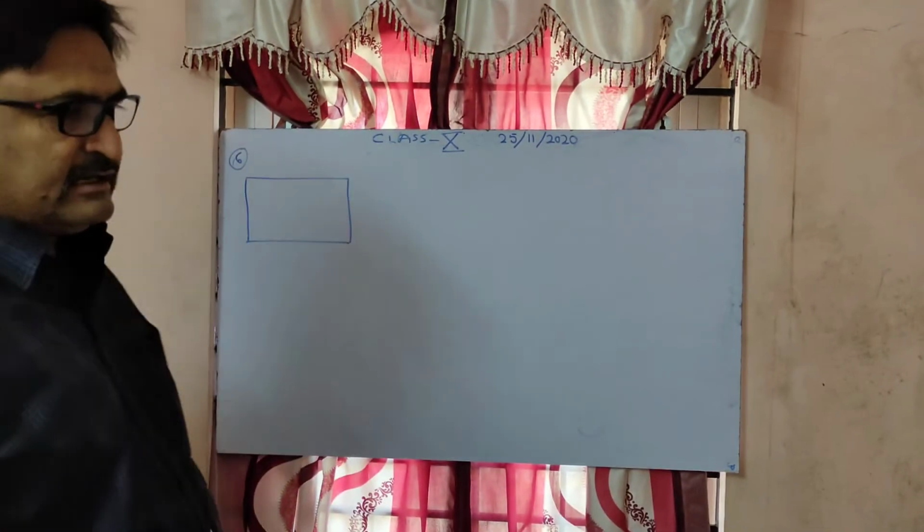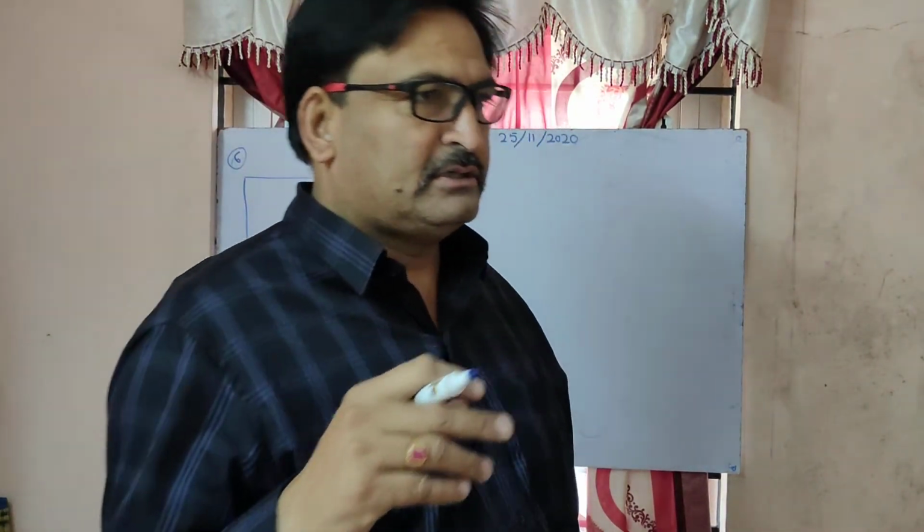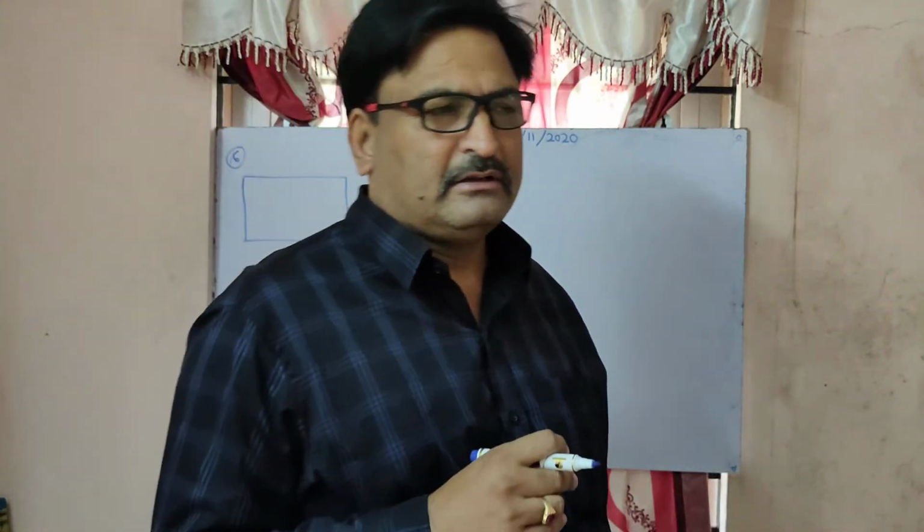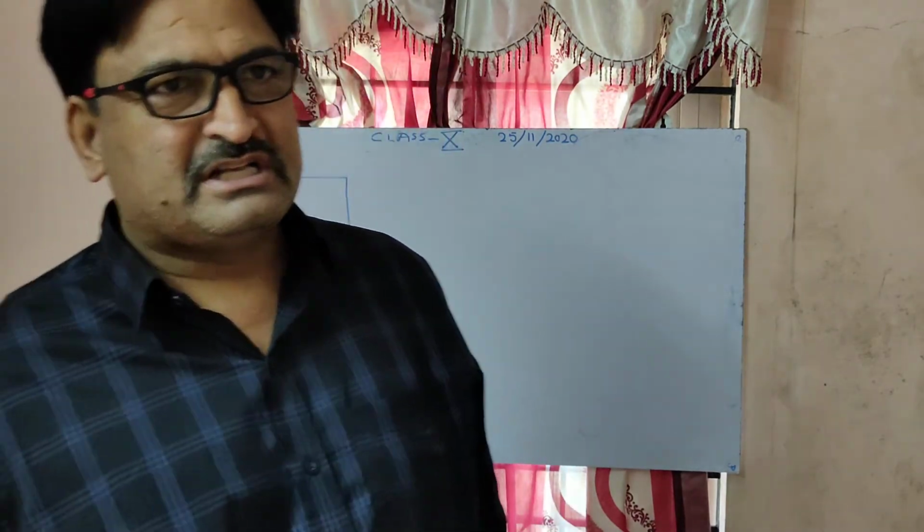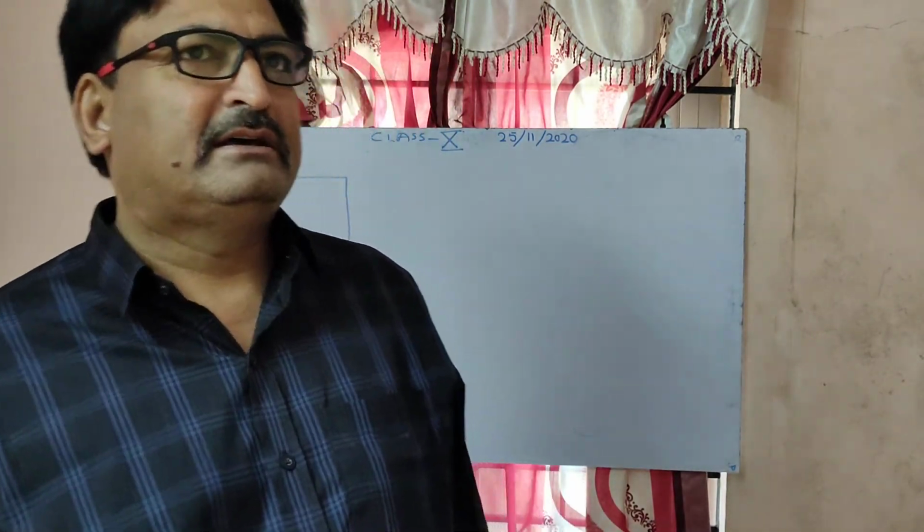Whenever the word rectangle comes, you need to remember the various properties involved in a rectangle. That is, the opposite sides are equal and parallel. All the angles are equal to 90 degrees. The diagonals are equal and they bisect each other. All these properties you need to remember, because the questions will completely depend on them. And what is the perimeter, what is the area. So you need to remember all these things.